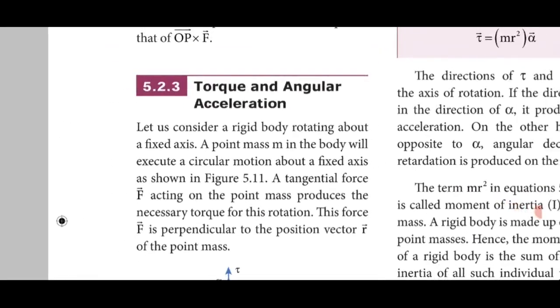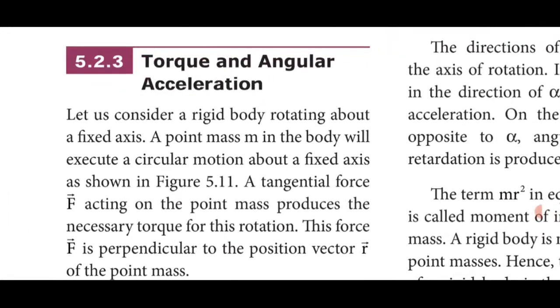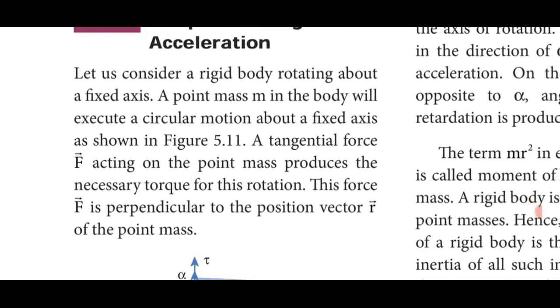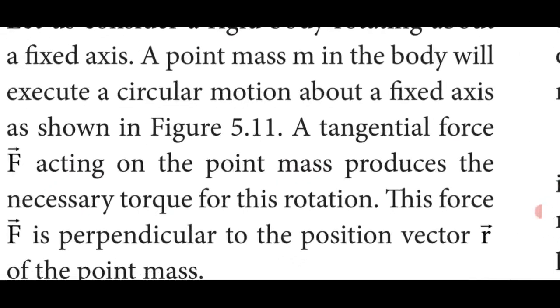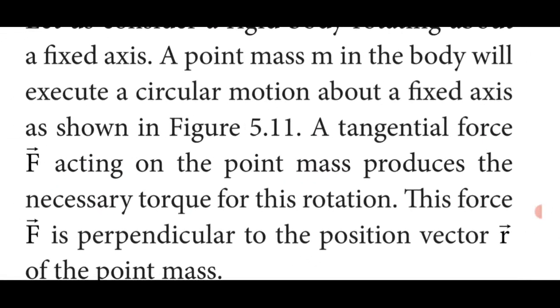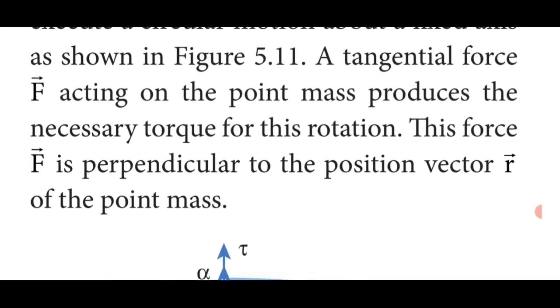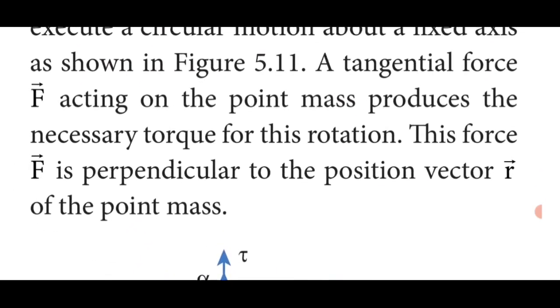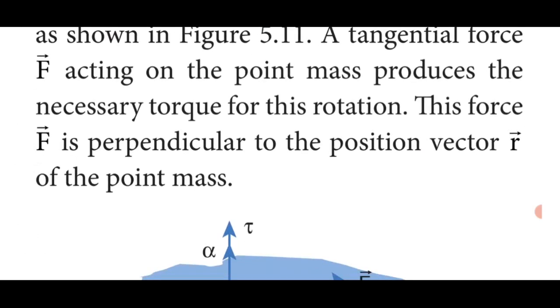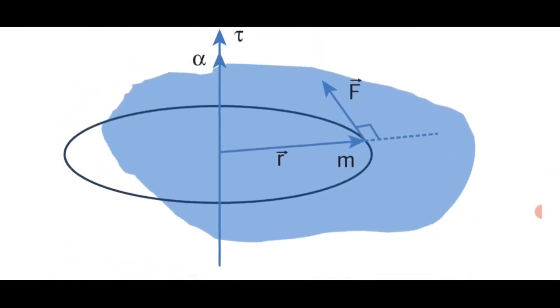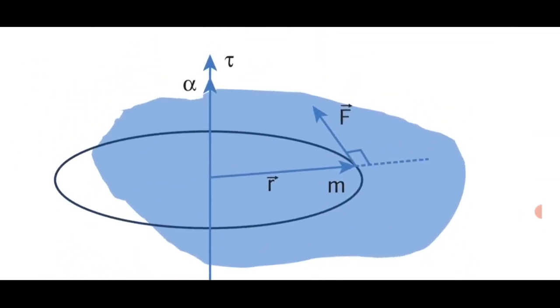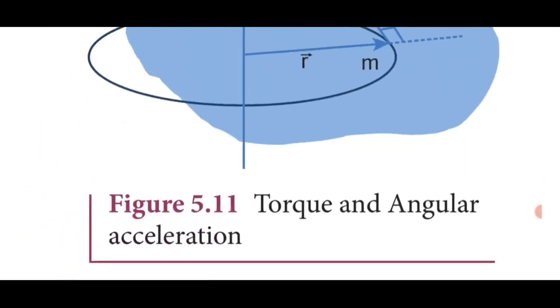Next we are going to see the torque and angular acceleration. What is torque and angular acceleration? Let us consider a rigid body rotating about a fixed axis. A point mass m in the body will execute a circular motion about the fixed axis. A tangential force F acting on the point produces the necessary torque for this rotation. This force F is perpendicular to the position vector of the point mass. The picture is clearly given.